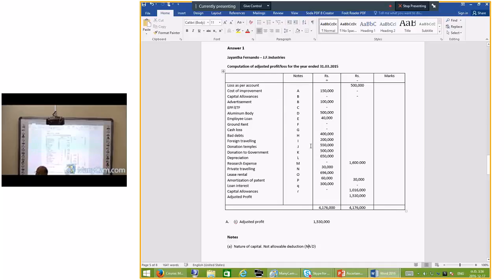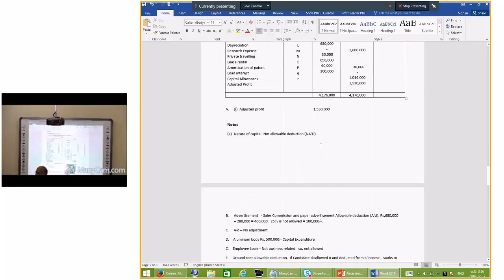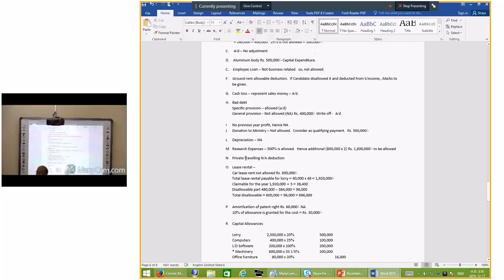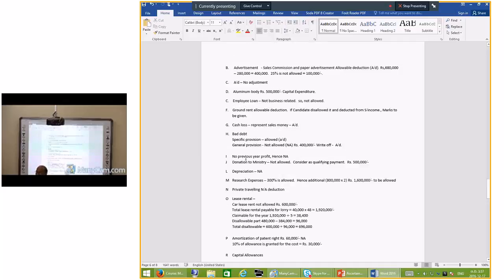Right? Employee loan, see, the bad debts we allowed. Foreign traveling, see the list, foreign traveling. Aluminium body 500,000 is capital, so we disallowed it, right? Private traveling is not an allowable deduction. Private allowance depends on this.